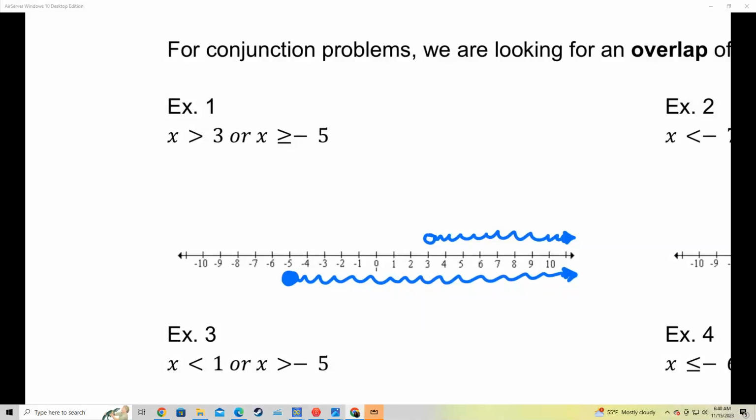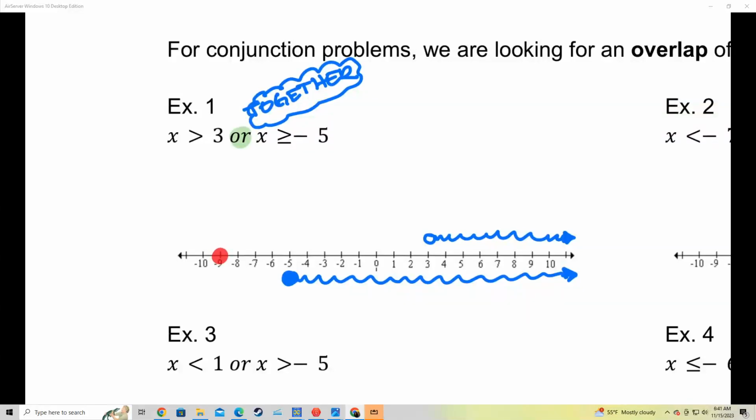So how do I want to interpret this word or? Let me go ahead and highlight the word or. Or means I don't care if you got shaded on the bottom or if you got shaded on the top. As long as you got shaded on the top or on the bottom, it's going to be part of your set. So essentially what we're going to do is we're going to put these two sets together. What that means is as long as the number got shaded somewhere, it's part of your answer.